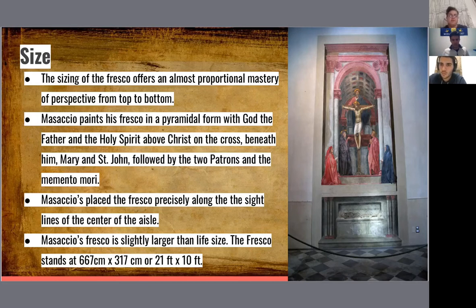Masaccio placed the fresco precisely along the sight lines of the center of the aisle of the church, and it is slightly larger than life size. The fresco stands at about 667 centimeters by 317 centimeters.